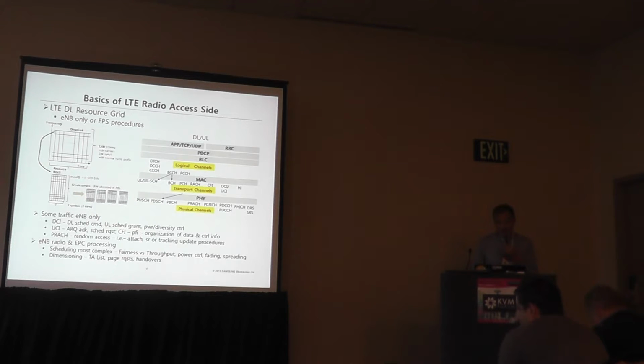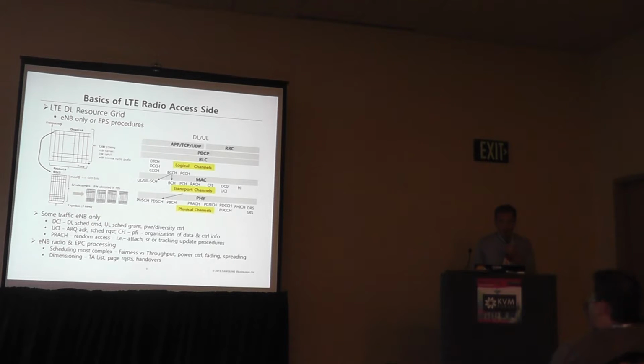bandwidth LTE system. And of course, these resource blocks are not just allocated for data. They're allocated for all sorts of different reasons, such as upstream, downlink, control channels, and for the system information base, for the UE to be able to acquire bandwidth and so forth. But the bottom line is that the eNode B has this real nasty scheduling algorithm, and it has to be extremely smart. It has to figure out fairness versus throughput, and it has to do a lot of power control, fading, spreading, and things like that.